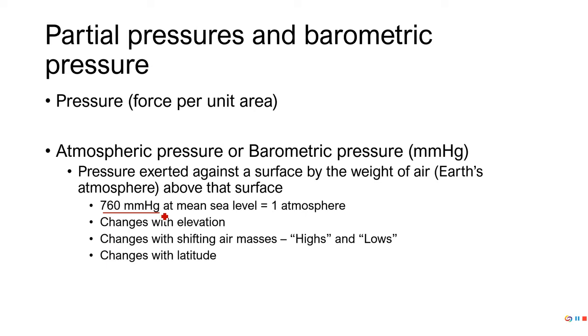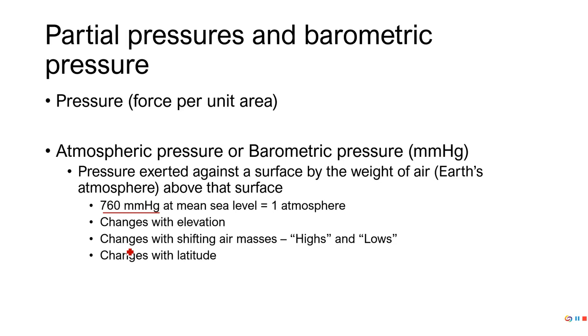Now, they're not huge swings. It's not like we're going to go from 760 to 500, okay? But 10, 20 millimeters of mercury, that's probably kind of what you'll see. And so it depends on the storms that are going on, the air masses, where you're at in terms of latitude, and with elevation. As you go up in elevation, pressure goes down.